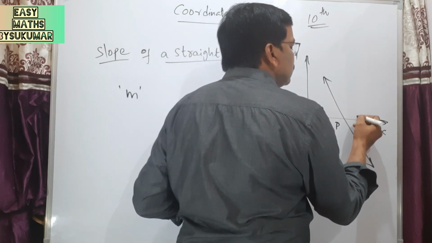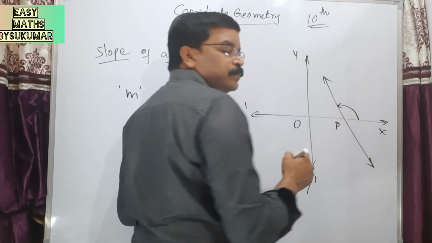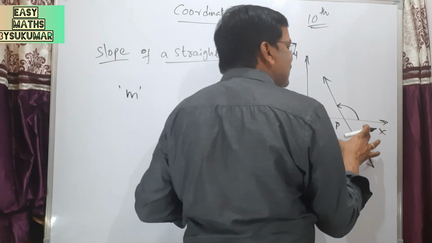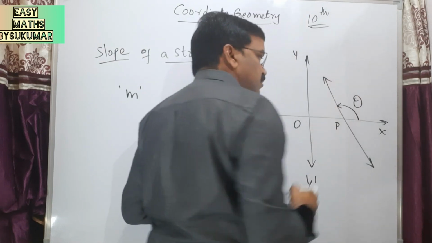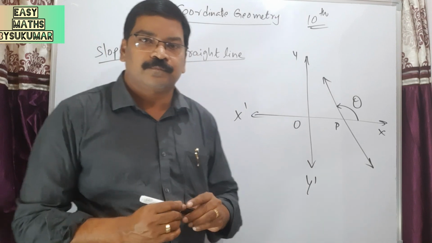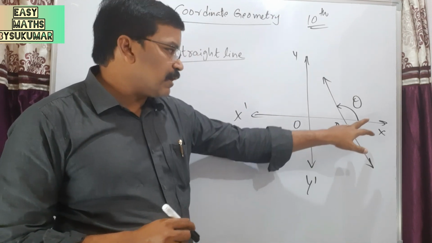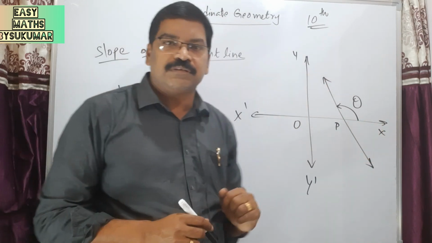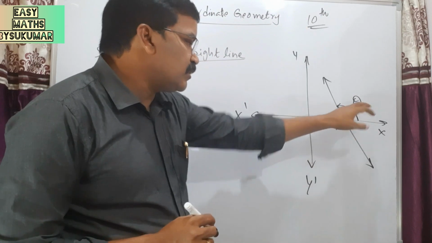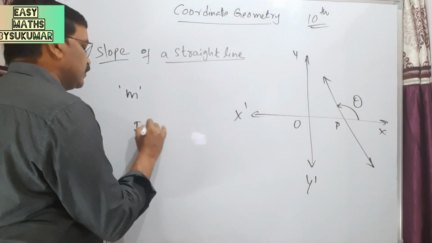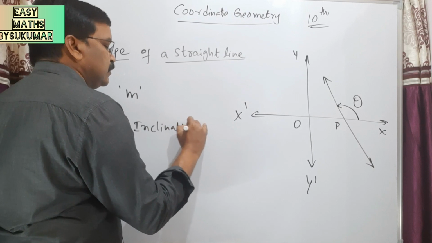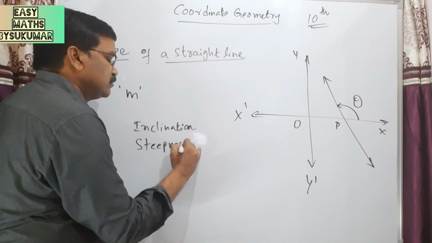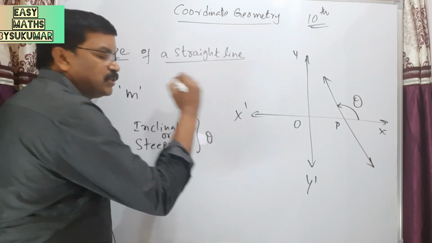Now this straight line makes an angle, or subtends an angle, with the x-axis in an anti-clockwise direction, that is called theta. So, my dear students, this theta is called the inclination. That angle is called inclination or steepness. Both are the same. So this is theta.